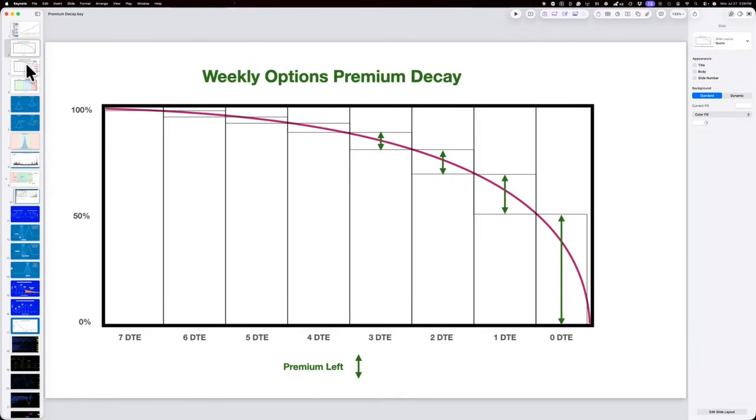Let's consider this. An option has two different ways that it can be valued, and it can be valued on one or the other or both. Those two different ways are intrinsic and extrinsic value. Intrinsic value is the value of the option when the market goes beyond the strike price of that option. Depending on how much it goes beyond there, that's how much money that option is worth.